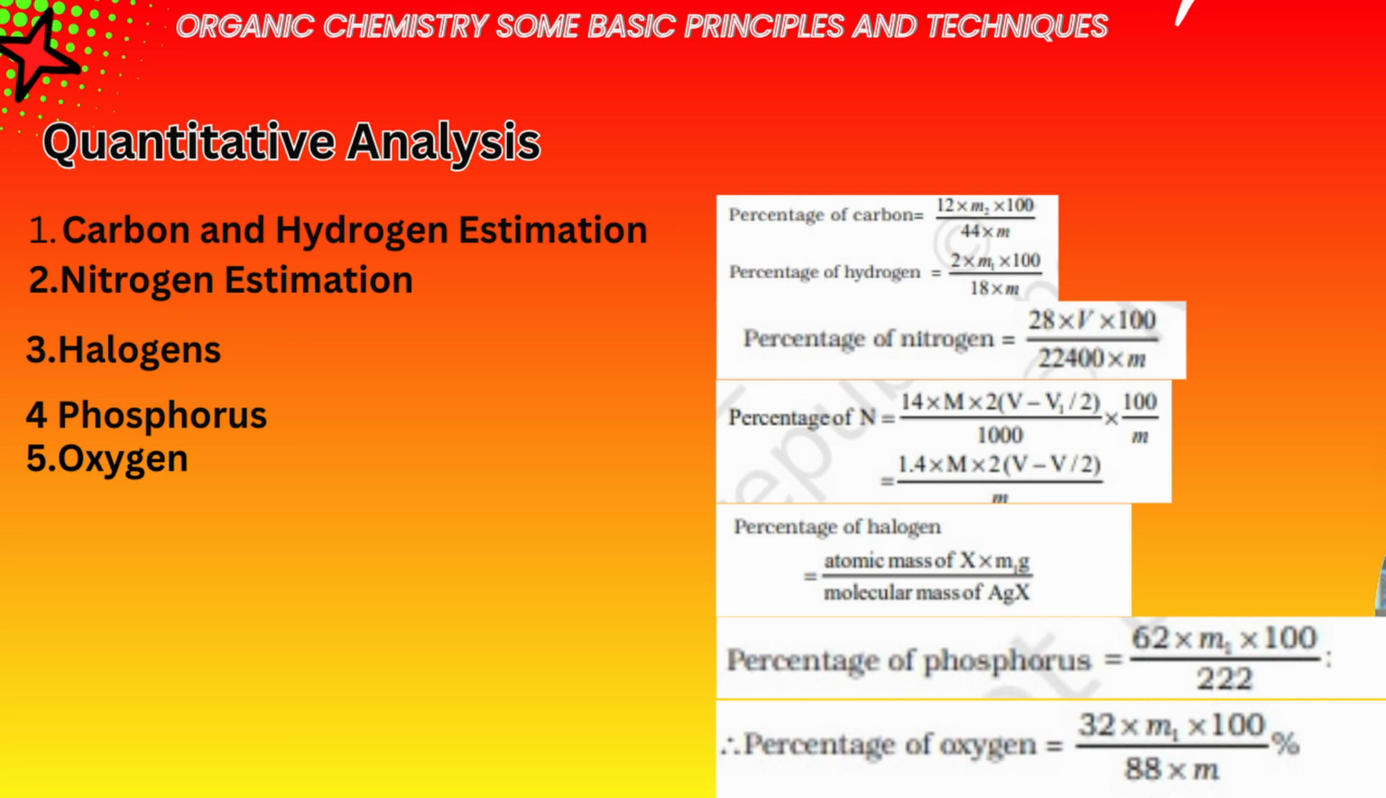Kjeldahl method: the compound is digested with sulfuric acid to form ammonium sulfate, which is reacted with sodium hydroxide to release ammonia. The ammonia is absorbed by a standard sulfuric acid solution and this amount is determined via titration. Percentage of nitrogen is equal to 1.4 into M into V minus V2 divided by 2 into 100, the whole divided by m.